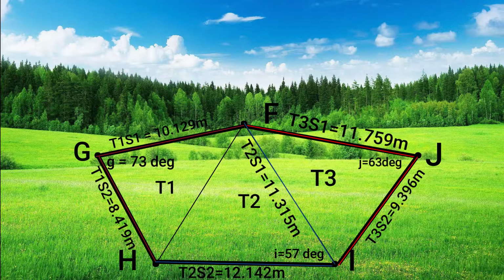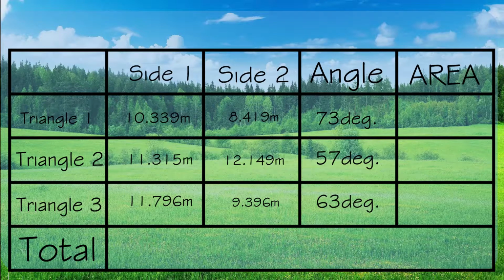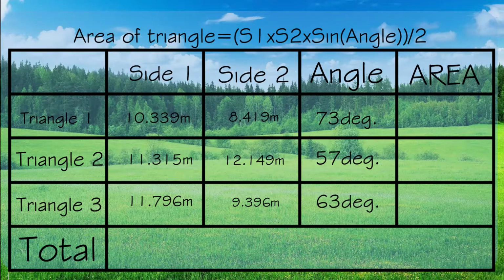For this method, pick any chosen triangle and just simply determine the length of any 2 adjacent sides, and also the angle between these 2 sides. Repeat this process for the remaining triangles. Input all measurements in the table and calculate for the area using this formula. Just like the previous method, to get the total area, just simply get the summation of all area calculated.